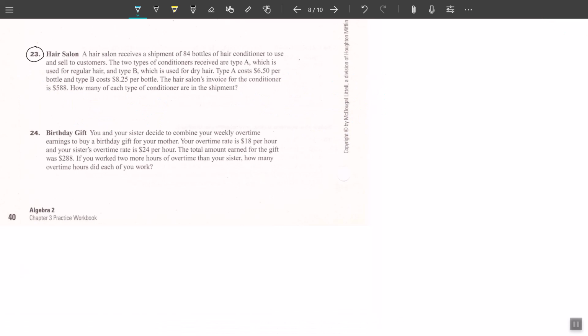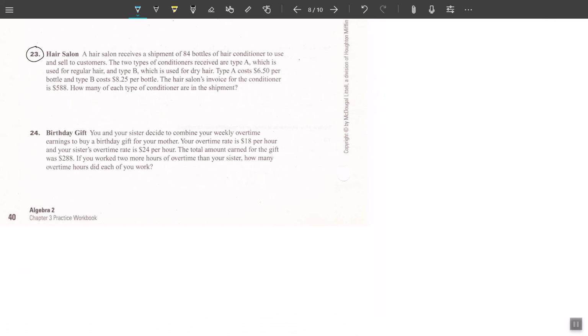Type A costs $6.50 per bottle. Type B, $8.25. The hair salon's invoice for the conditioner, meaning how much they had to pay to receive the shipment, is $588. So we're not talking about they've sold anything yet. We're just talking about how much they paid to actually receive the shipment to their store. They want you to tell them how many of each type of conditioner are in the shipment.